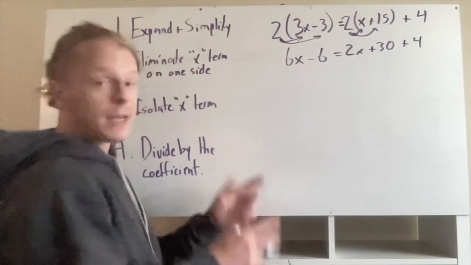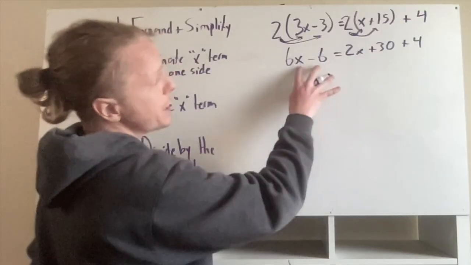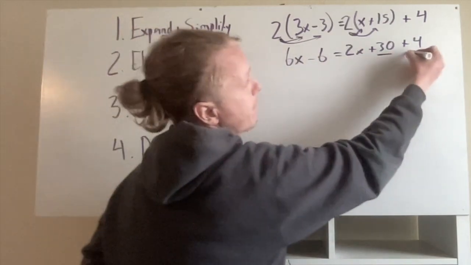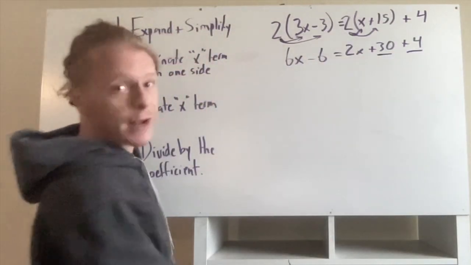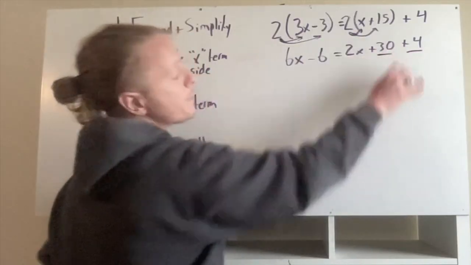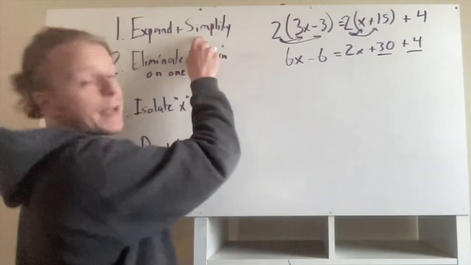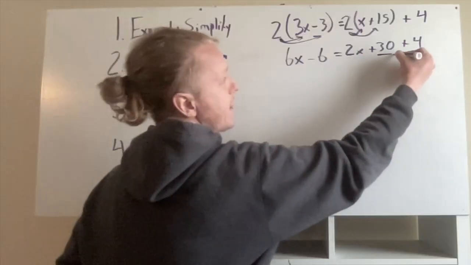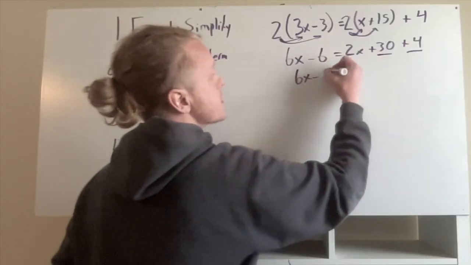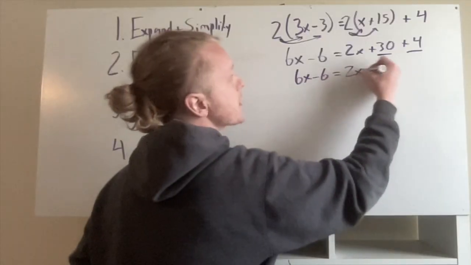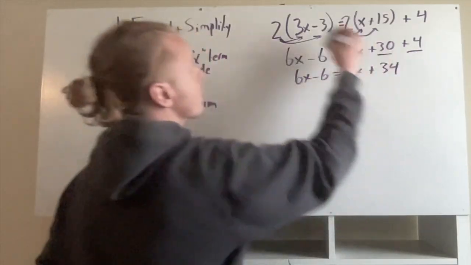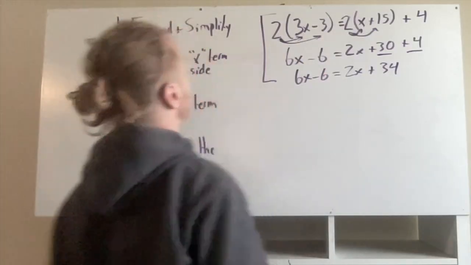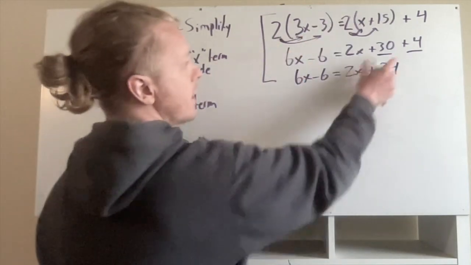And when I mean simplifying, I mean combining like terms, right? Over here, we can't simplify this anymore. These are not like terms, but notice that 30 and 4, those are both just numbers, right? Constants. So we can combine them, right? That's what we mean by simplify. So we should always check after we expand to see if we can simplify. In this case, we can. So the 6x minus 6 will remain, equals 2x plus 34. Okay. So that was step 1, right? First we expanded, and then we simplified.